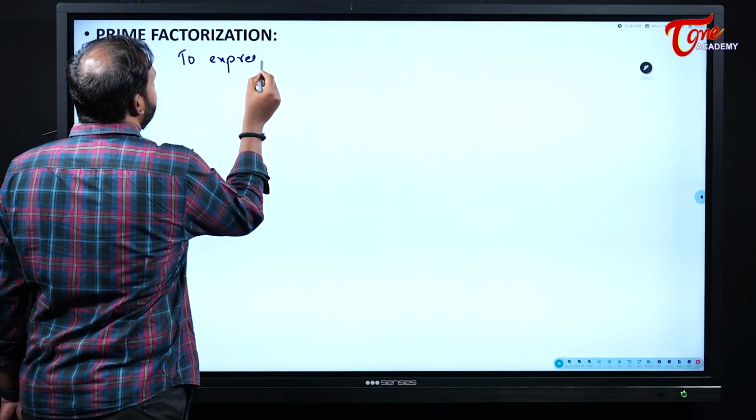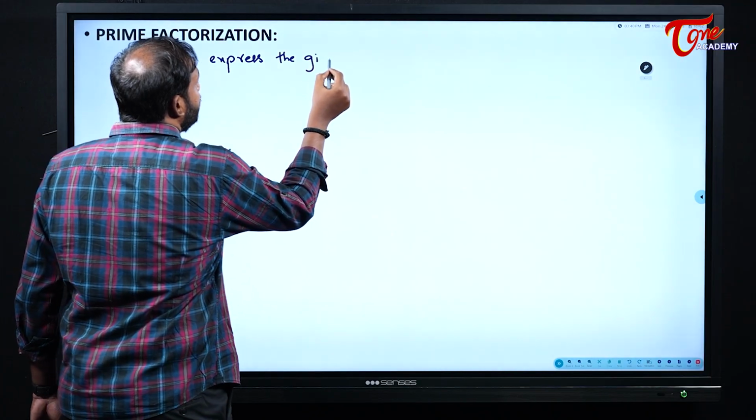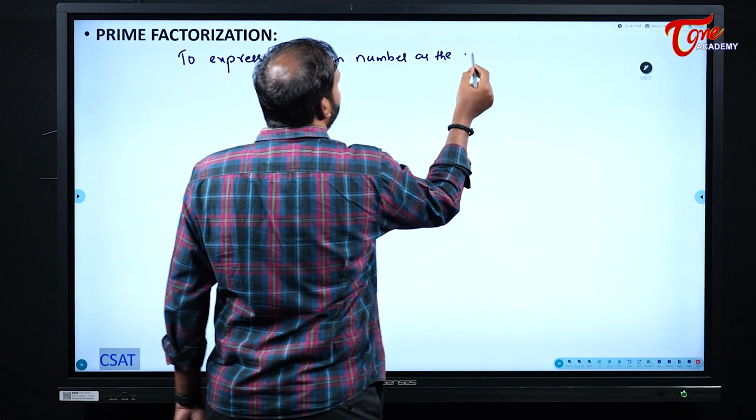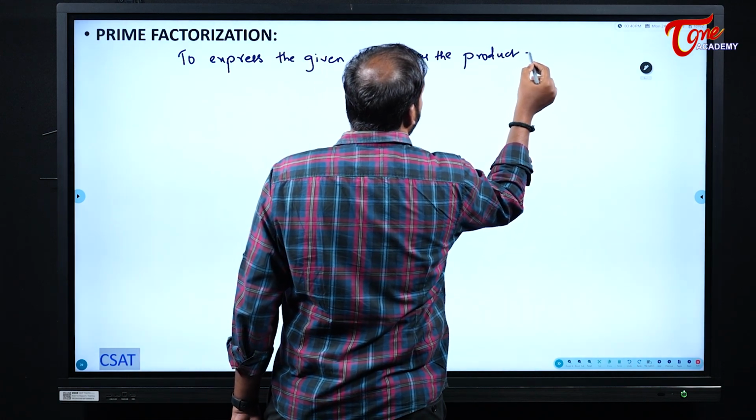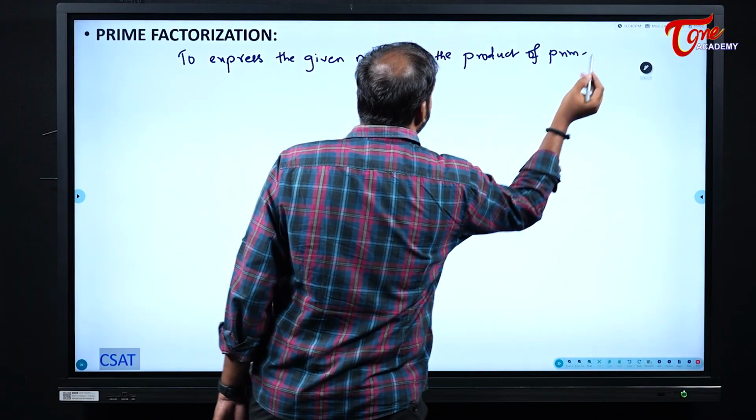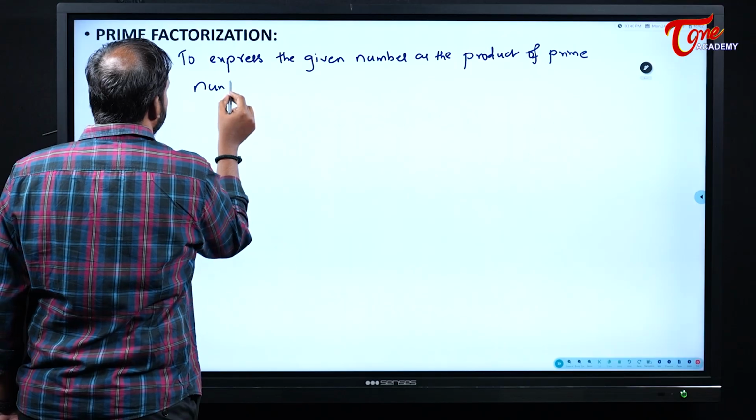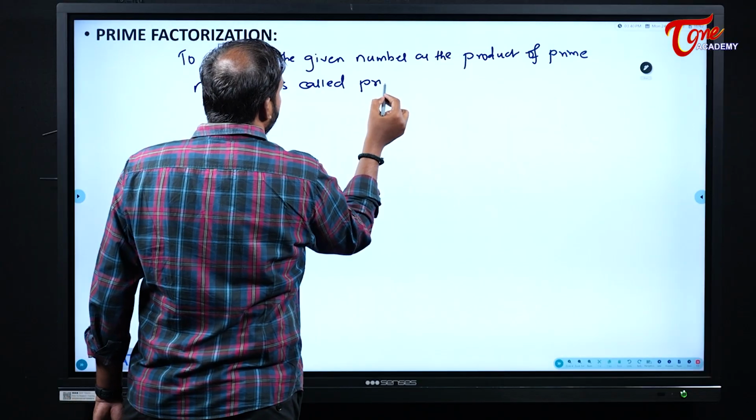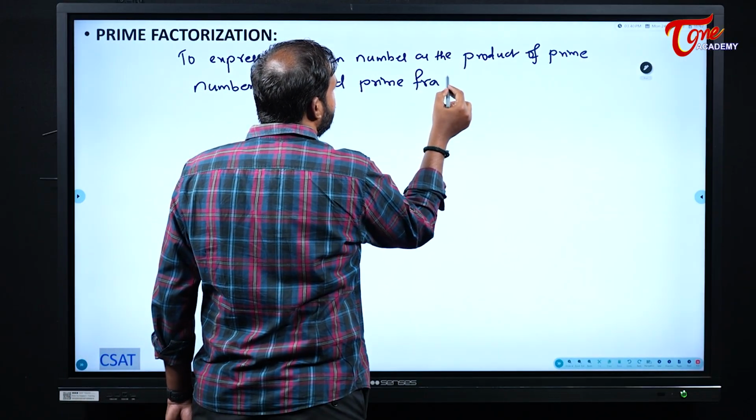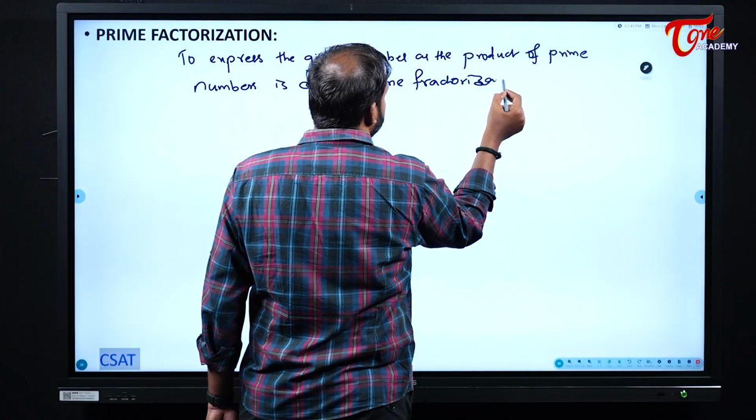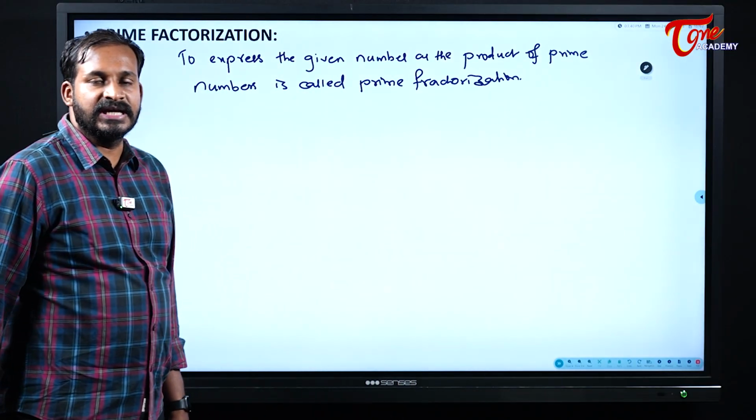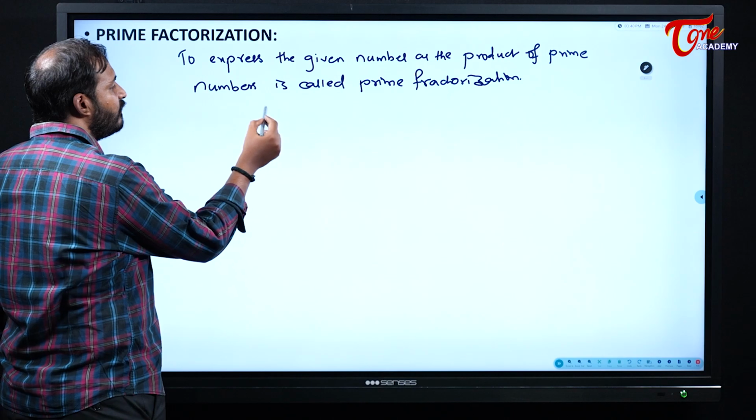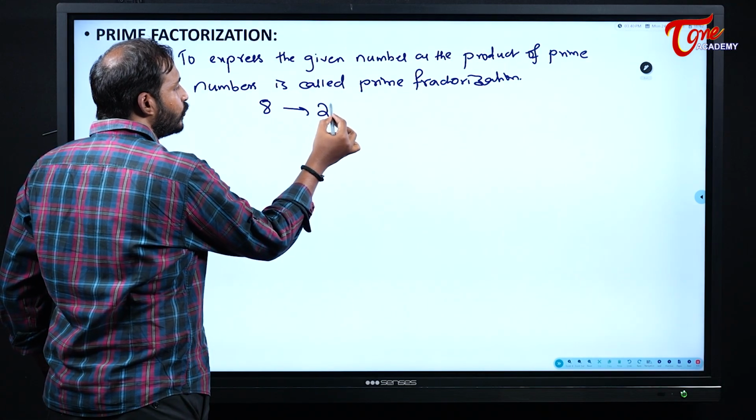Next, prime factorization. What is called prime factorization means, see here students, to express the given number as the product of prime numbers is called prime factorization. We will use this prime factorization very frequently, so we should know what this prime factorization means. To express the given number as a product of prime numbers, we call that prime factorization. For example, if I have 8, I can write 8 as 2 cube.